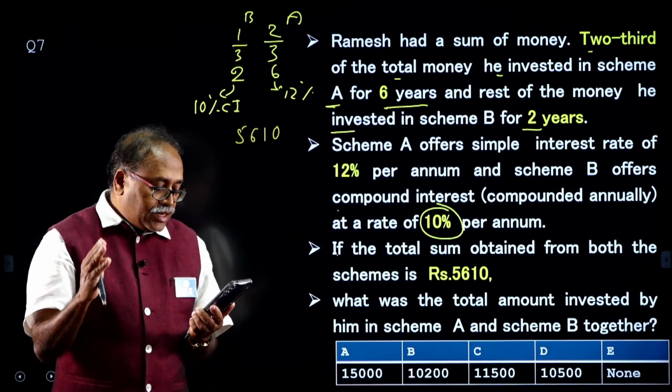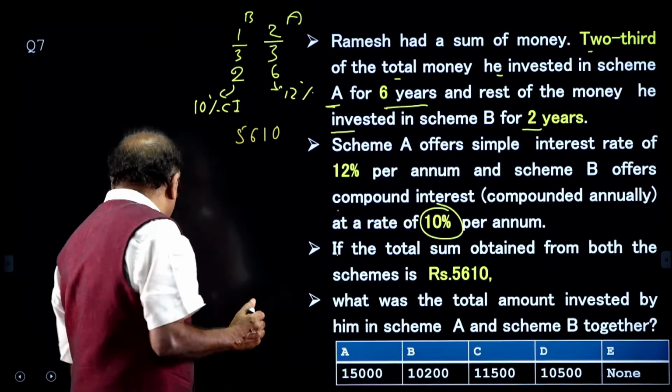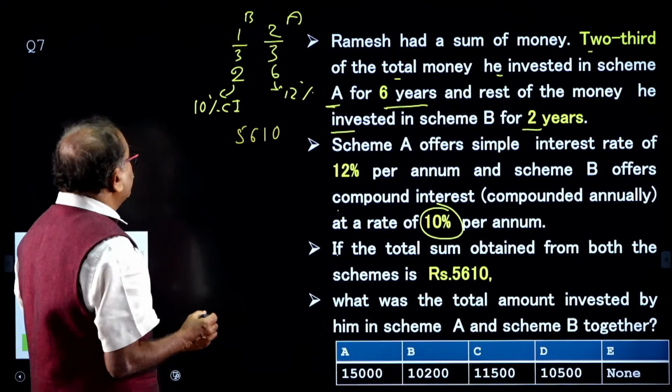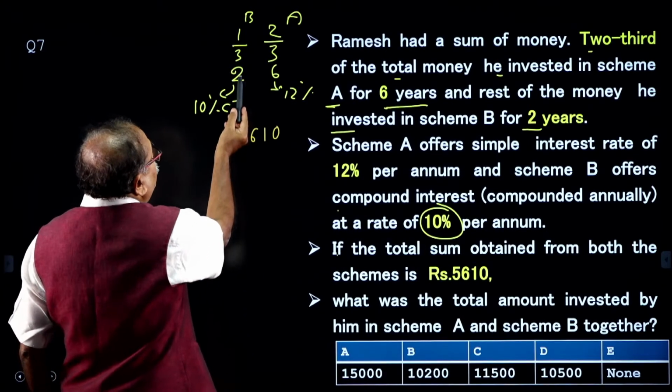Mr. Jayant has said option choice C. Let me check. He is very smart if the answer is correct. Now, look at this one.